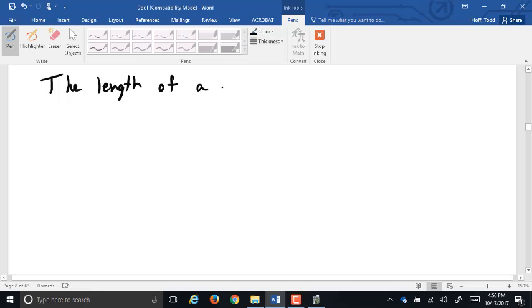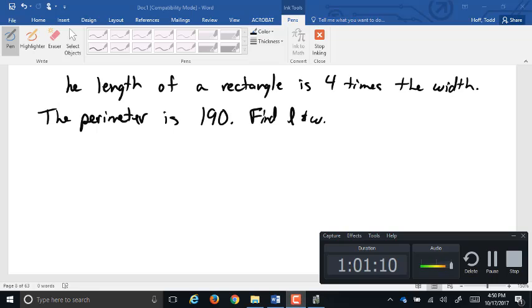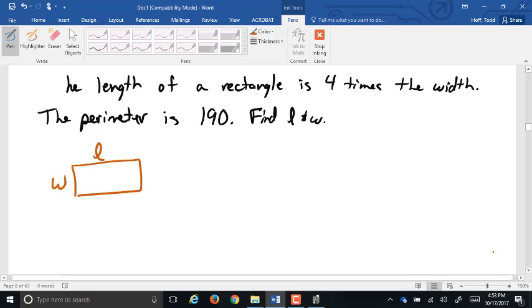The length of a rectangle is 4 times the width. The perimeter is 190. Find the length and width. I'm going to give you guys a few minutes to try this in your notes.